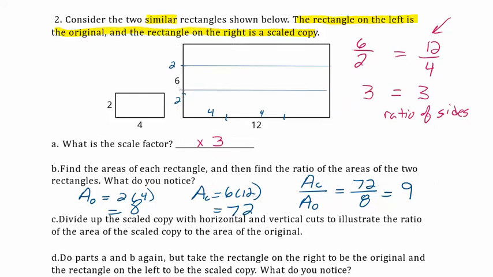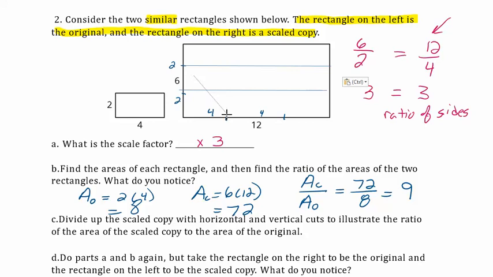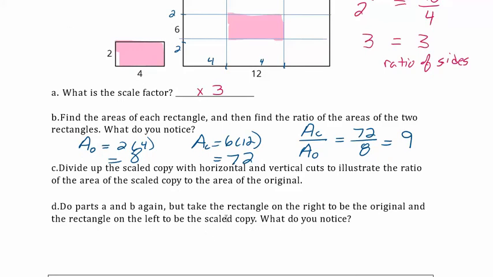And then we could do the same thing with some vertical slices. Put this down here and this up here. Oh, let's go straight up. And you can see that you're going to get 9 of these rectangles, right? That's pretty close. So this area right here is equivalent to this area. So there's 9 of those in there. All right, do parts A and B again, but take the rectangle on the right to be the original and the rectangle on the left to be the copy.